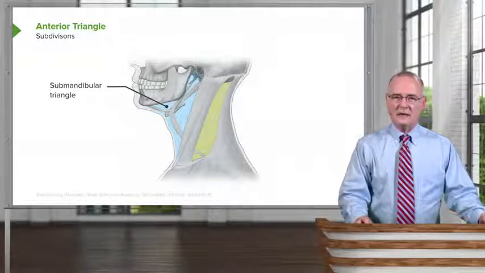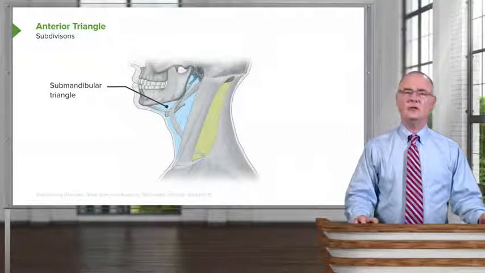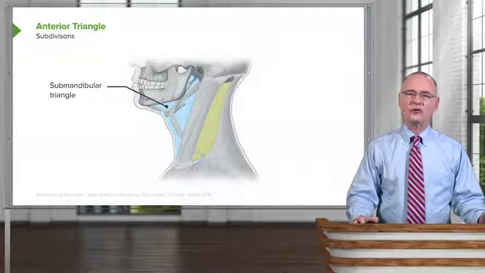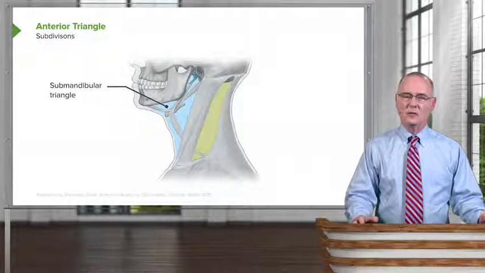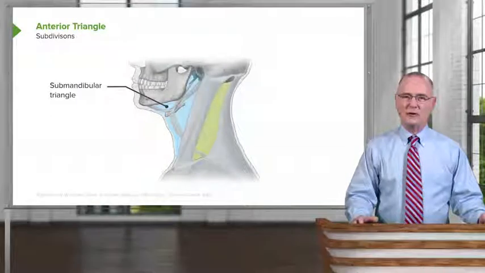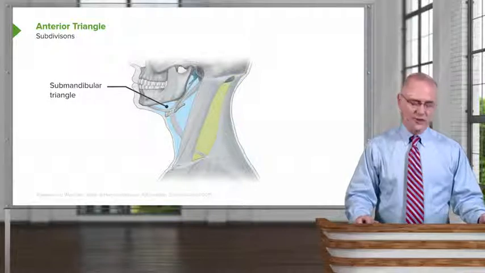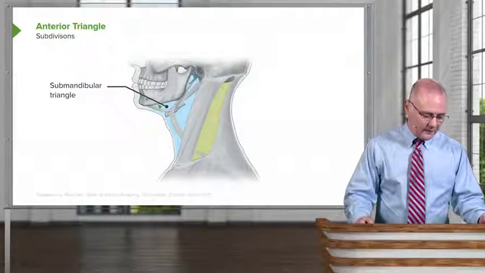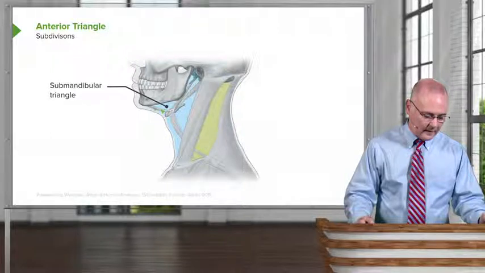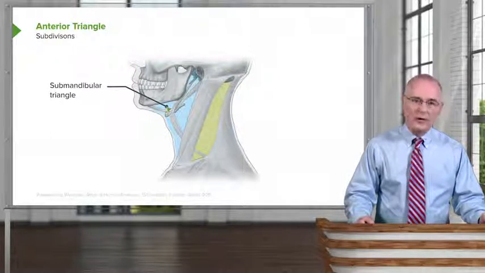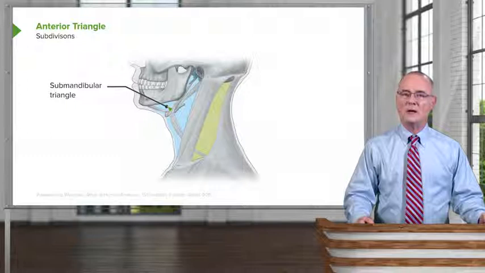Each triangle can be divided into smaller parcels or subdivisions. So when we look at the anterior triangle, this one's more complicated. We can see this region just inferior to the mandible and bounded by the stylohyoid muscle here and the anterior belly of the digastric. This area represents your submandibular triangle.